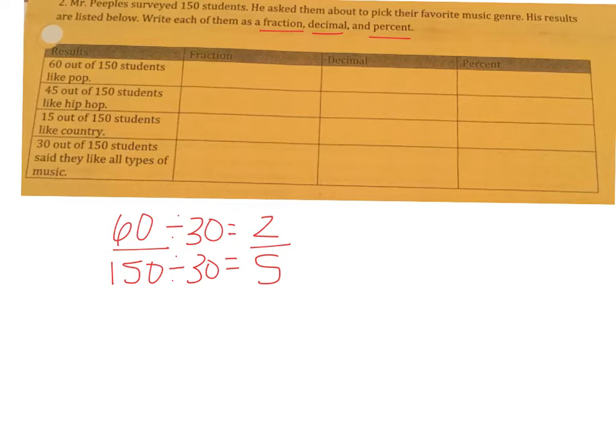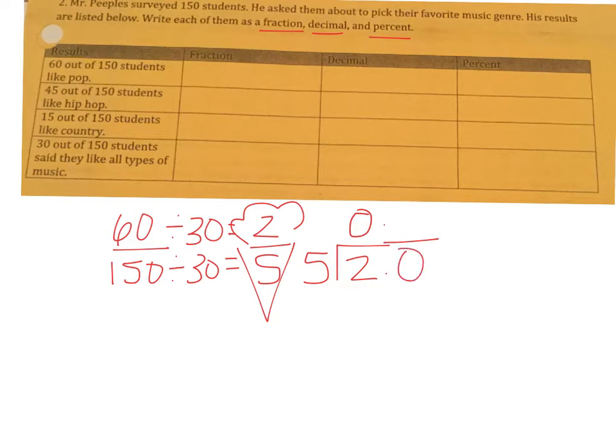Now we want to change that to a decimal. So I'm going to do my ice cream. 2 goes in because it's the ice cream. 5 goes out because it's the cone. 5 does not go into 2, so I put a 0. Add a decimal, bring it up, and add a 0. 5 goes into 20 4 times. 4 times 5 is 20. Subtract and get 0. So my decimal will be 4/10.